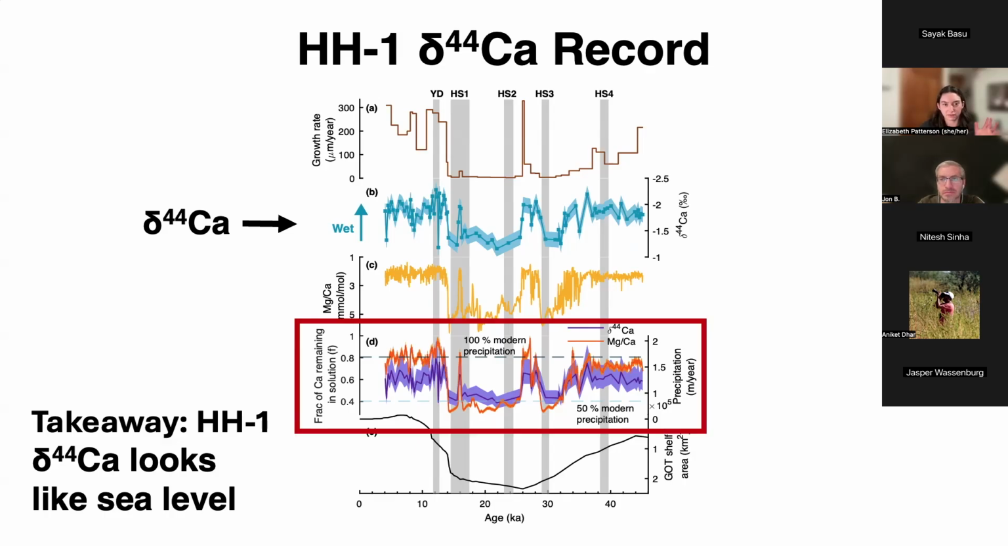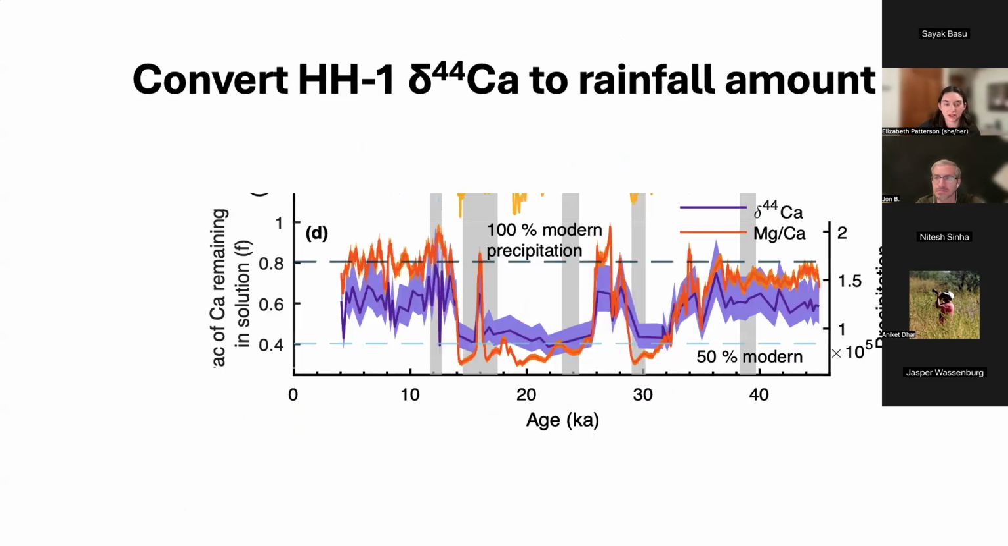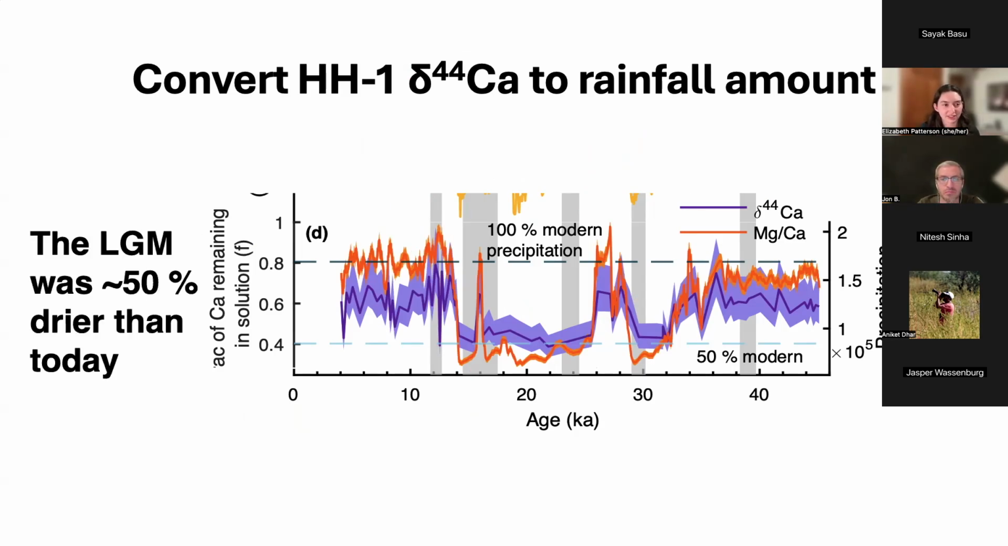Step two is then to convert these two proxies into rainfall time series. So to zoom in on that a little bit, just so we can see it better. I have the magnesium calcium precipitation reconstruction in orange and the calcium isotopes in purple. From first glance, you can see they look very similar, which makes sense because the original time series looked similar. There's a lot of really interesting things going on in this graph that I don't have a ton of time to talk about.